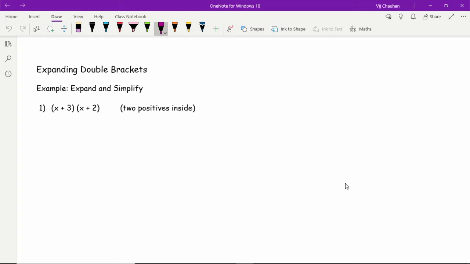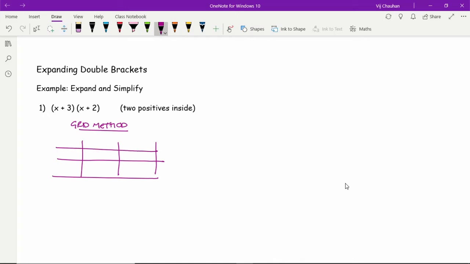So starting off with the grid method, we'll just write grid method. Then just like before, I'll set up my grid, and you can see that as we've got two things in each of the brackets, I'm going to end up with 2 by 2. Now that table's not the neatest, but let's go from here. So the first bracket I've got x and I've got a plus 3, and in the second bracket I've got x and I've got plus 2.